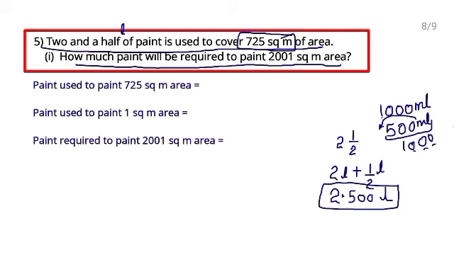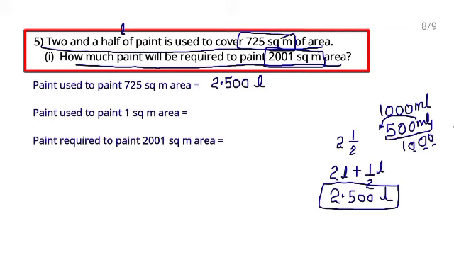725 स्क्वायर मीटर एरिया का गिवन है और 201 स्क्वायर मीटर एरिया का पूछा है. सो पहले 725 स्क्वायर मीटर एरिया से 1 स्क्वायर मीटर एरिया का फाइंड आउट करते हैं बाय डिवीजन. ओके, सो 725 स्क्वायर मीटर एरिया कवर्ड इन 2.500 liter paint. Okay, now paint required for 1 square meter area.